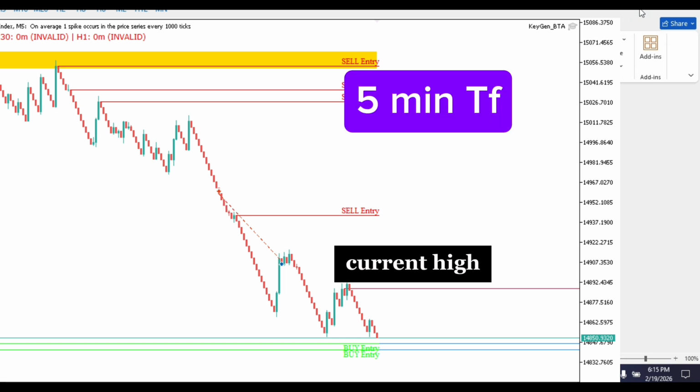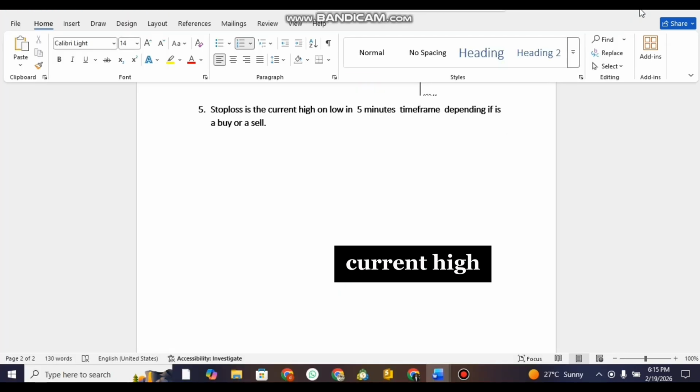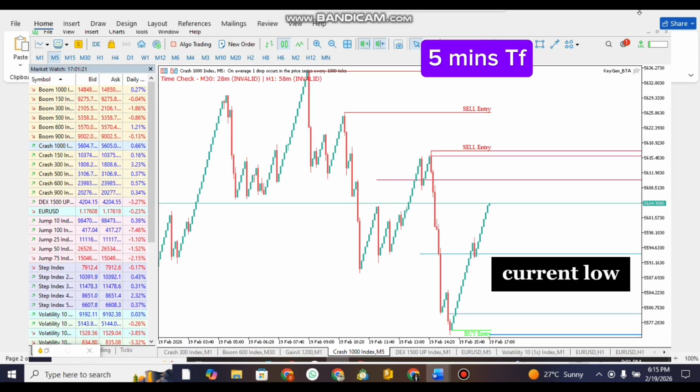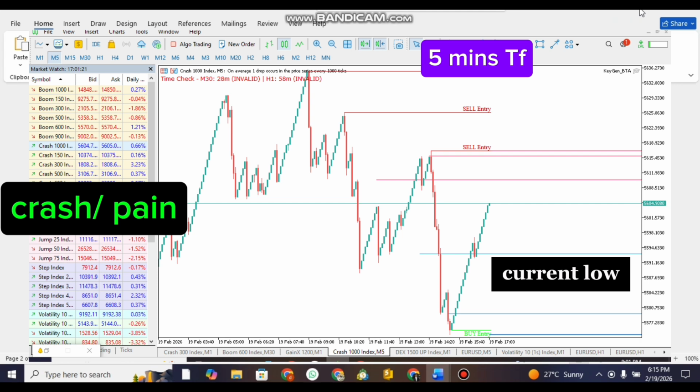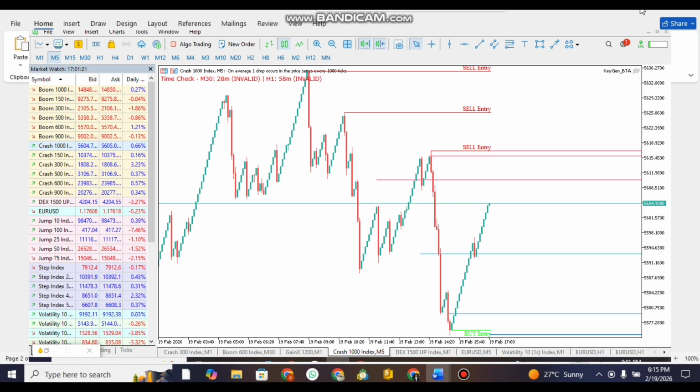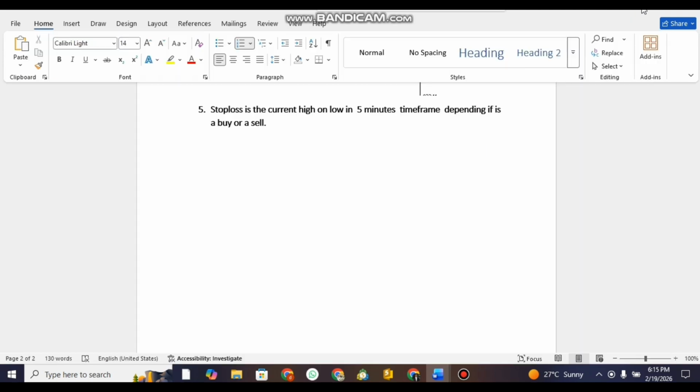So stop loss is the current high for boom and gain indices on 5 minutes time frame, or the current low for crash and pain market on 5 minutes time frame. You'll see, and it is always indicated by a single line. You'll always see a line, red in boom and blue in crash.